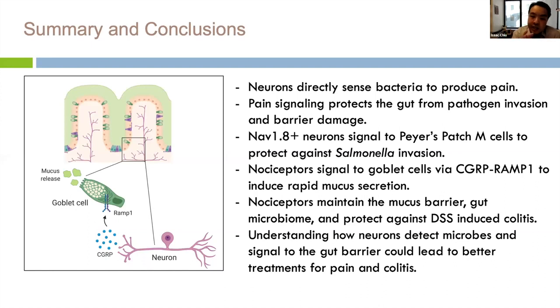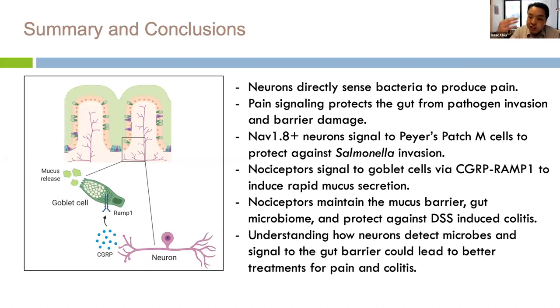So in the small intestine, these neurons signal to these Peyer's patch M cells, which are the invasion points of the pathogens, and they cause fewer of them, so that protects against salmonella invasion. And in the colon, they're signaling to goblet cells via CGRP to induce mucus production. And that's important because the mucus barrier is important to maintain the microbiome and also protect against colitis.